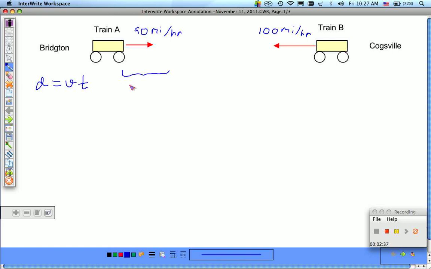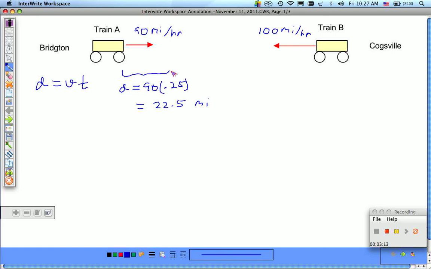Distance is equal to velocity times time. So distance is equal to 90 times 15 minutes. Now, our units are miles per hour. 15 minutes is a quarter of an hour, so we need to consider 15 minutes as 0.25 hours. So we have 90 times 0.25. That gives us a distance of 22.5 miles. So train A has a head start of 22.5 miles.